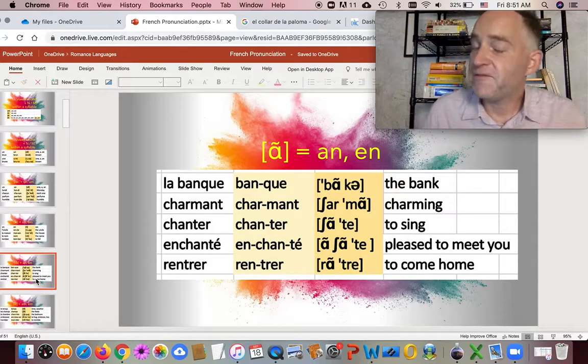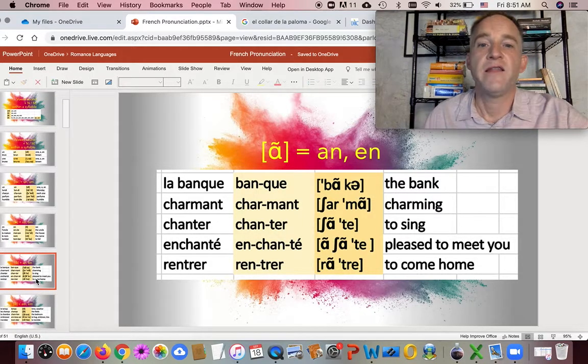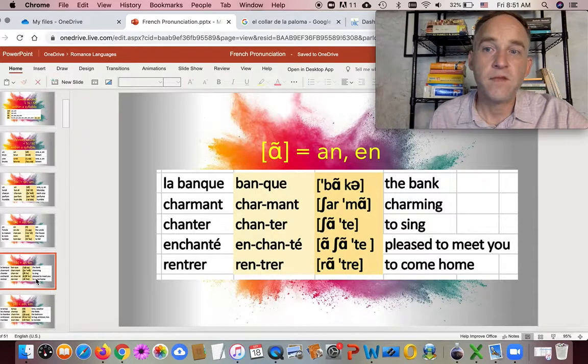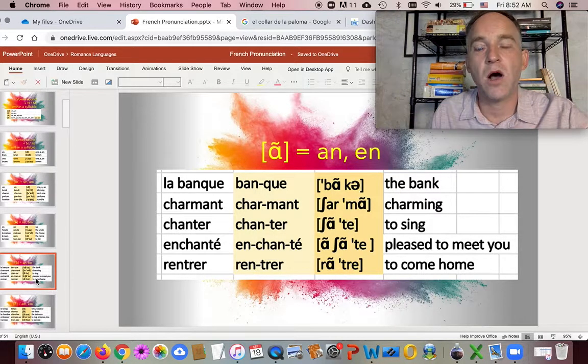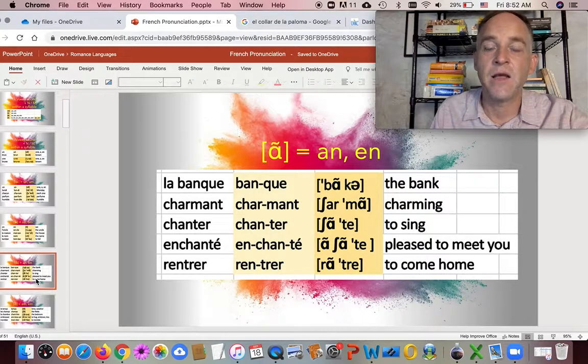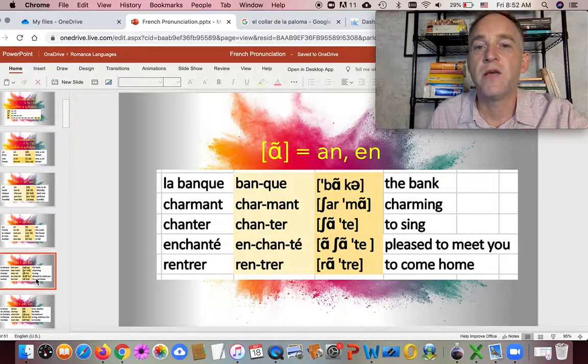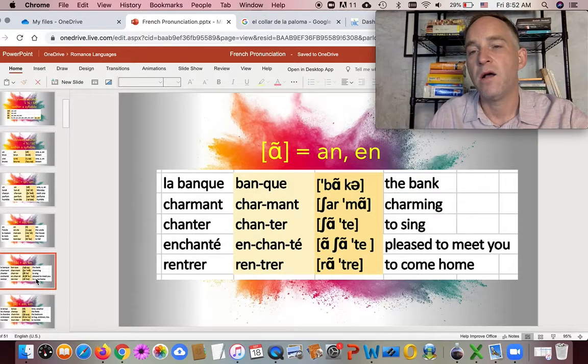Moving on. There are several ways to spell en, so I've got two slides for this. This first slide is A-N or E-N. So either A-N or E-N will constitute this sound: la banque, charmant, chanter, enchanté, rentrer. However you say your R's. We'll go through the middle section. So look at the syllabification: banque, charmant, chanter, enchanté, rentrer. Again, if you haven't seen the video on syllabification, which actually goes over the stress of French, then that would be helpful here too. We'll read the phonetic: banque, charmant, chanter, enchanté, rentrer.